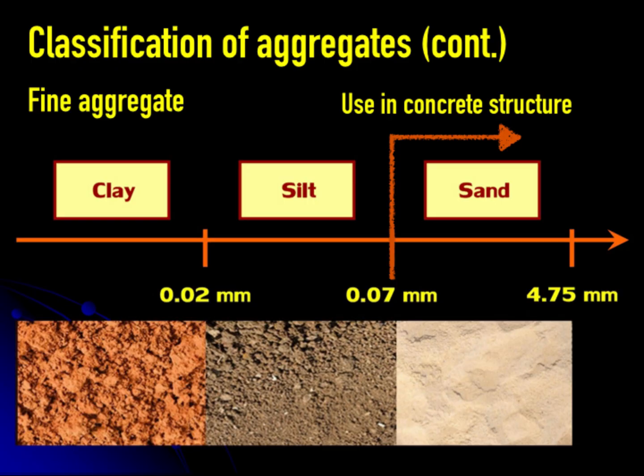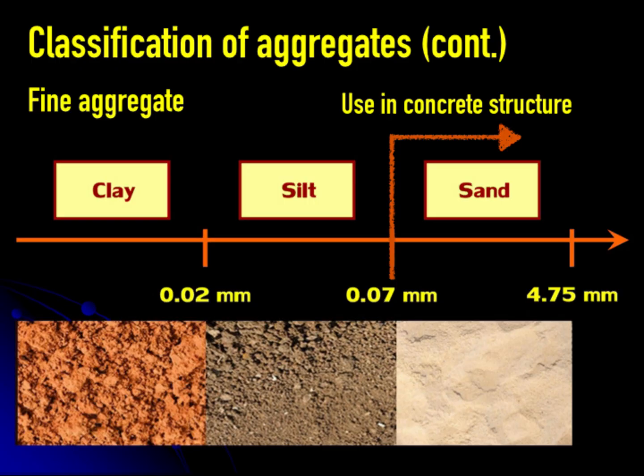Silt and clay are not suitable to use in concrete mixture because finer materials increase the water requirement in the concrete mixture in order to achieve the desired workability. In addition, clay will coat the aggregate particles and reduce the bond between aggregates and cement matrix, resulting in reduced compressive strength of concrete.